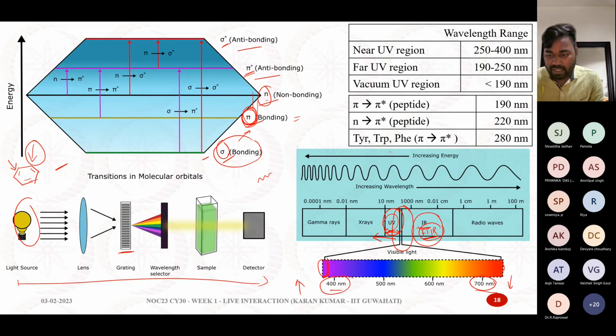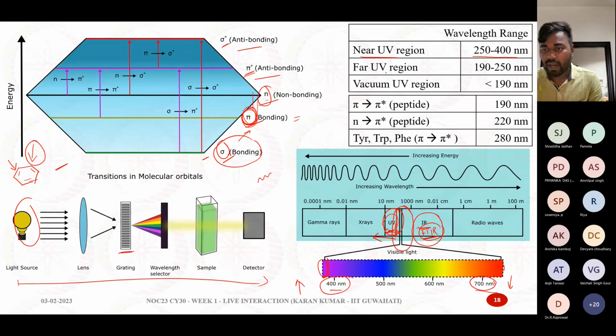Okay, so the UV region is also divided into three different categories. First one is the near ultraviolet region. Near ultraviolet region is comparatively nearer to the visible light, which is from 250 nanometer to 400 nanometers, because 400 nanometer is visible light. So this region will be near UV, which is also called UVA or UVB.